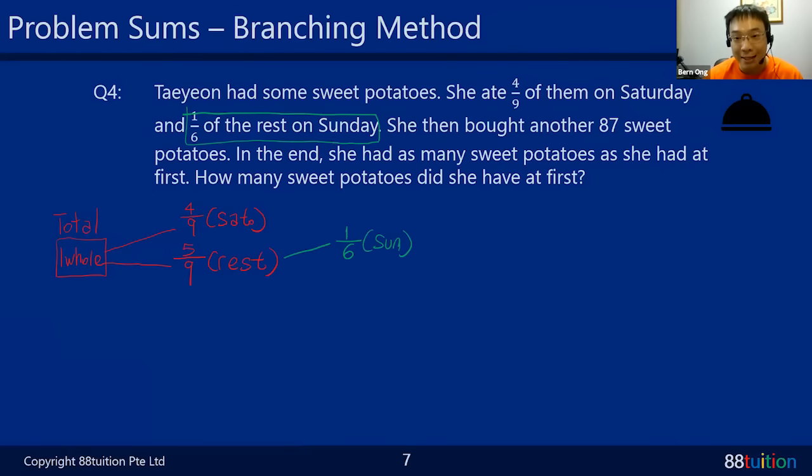So 1/6 is on Sunday, right? Okay. And what's the opposite? 5/6 is considered the left. Is that okay? This is called the left. So down here, I draw a line, like a dividing line like that. Then what happened? She then bought another 87 sweet potatoes.